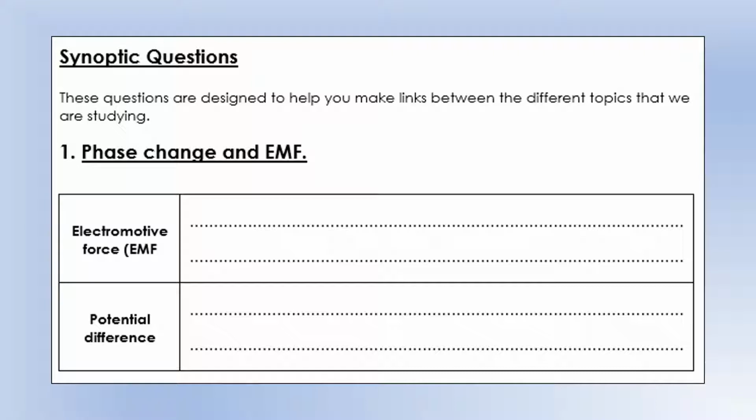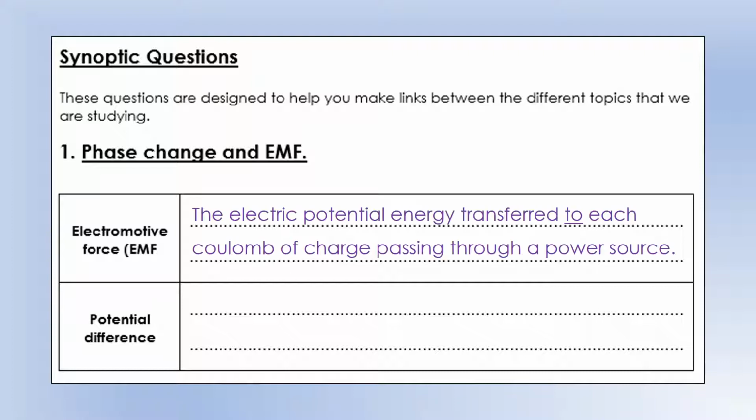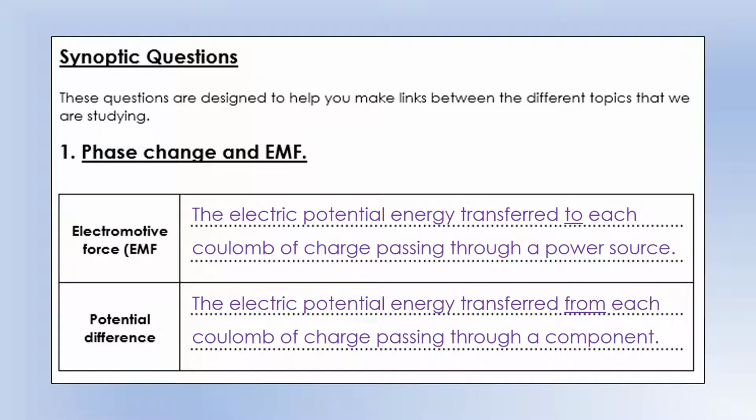Electromotive force, or EMF, is the electric potential energy transferred to each coulomb of charge passing through a power source, whereas potential difference is the electric potential energy transferred from each coulomb of charge passing through a component. So EMF is increasing the electric potential energy, potential difference is decreasing it.